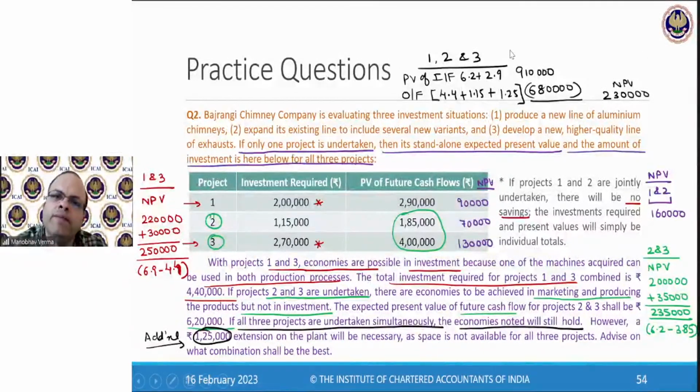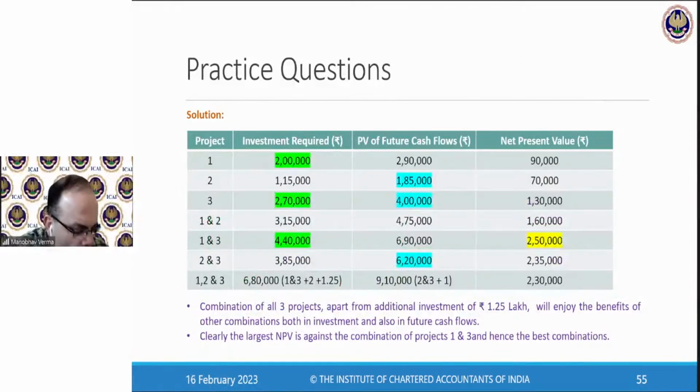Guys, whatever we have done, whatever we discussed, you can now see on the screen. You can see the last column, and I've intentionally done some color shading to highlight the economies, guys. The green color highlights the investment economies, blue is of course the economy in inflows, and the yellow one is the maximum NPV we have.